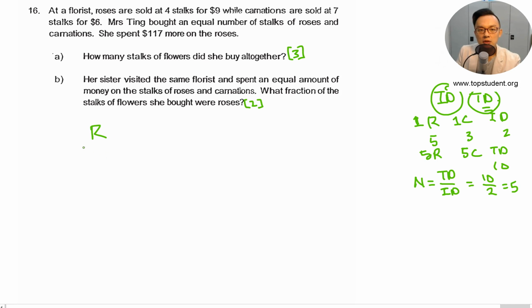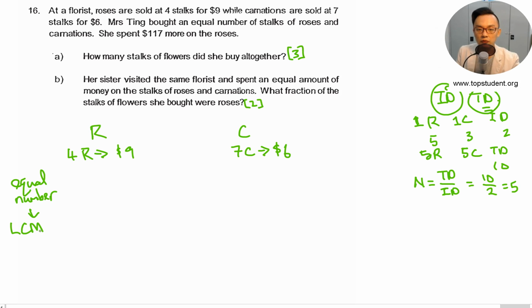So roses are sold for 4 roses for $9. Carnations are 7 carnations for $6. Mrs. Ting bought an equal number of stalks of roses and carnations. So when you have an equal number, that means you are looking for the lowest common multiple. Okay, you're looking for the lowest common multiple.